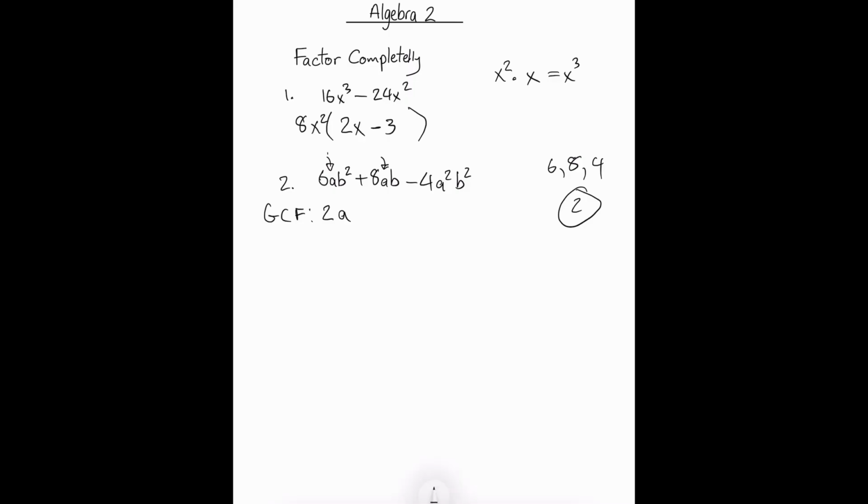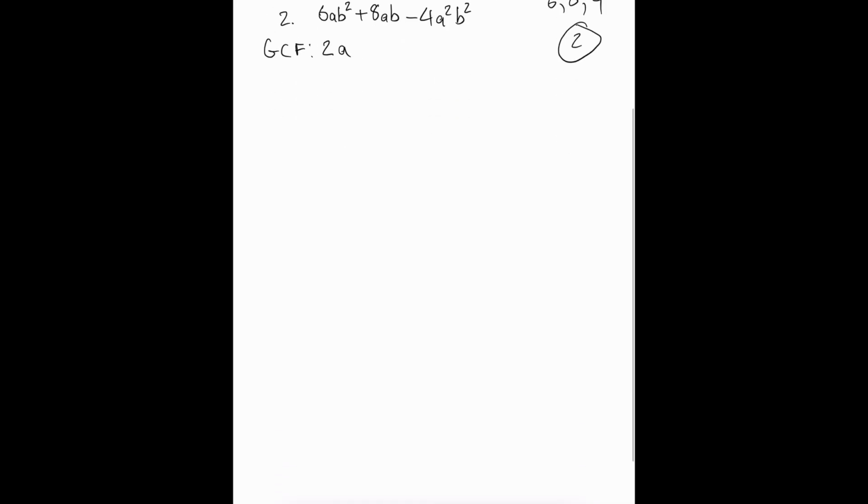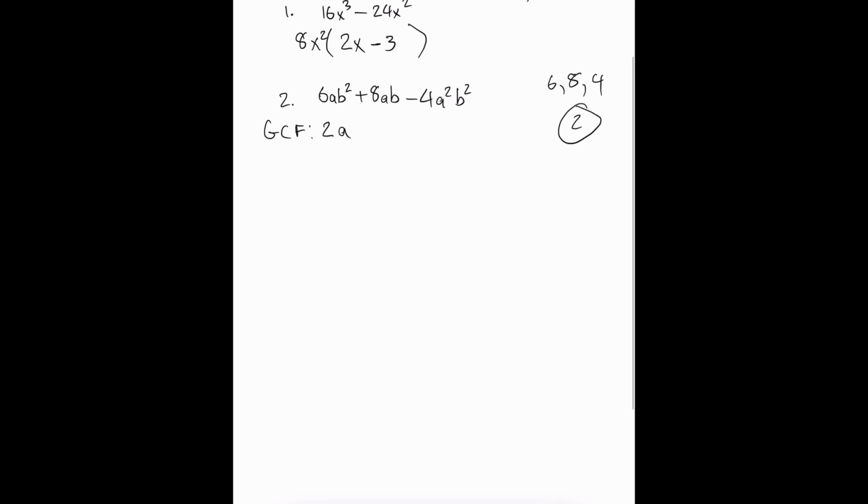Okay, next is the b. So for the b, what's the smallest exponent? It happens to also be b to the first power. Why? Because I see there's a b squared, there's a b, and another b squared. So the smallest b I have is just the b by itself. So now that I have my GCF, my greatest common factor, I can now figure out what multiplies my GCF to give me back my original question.